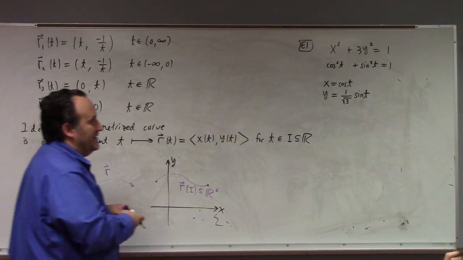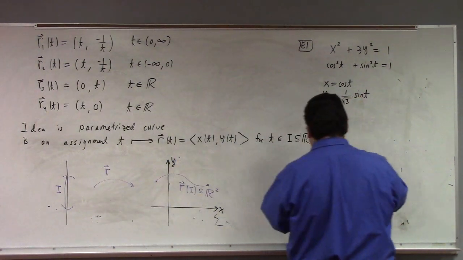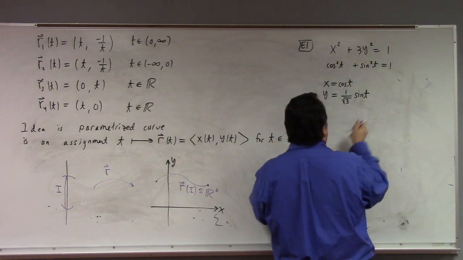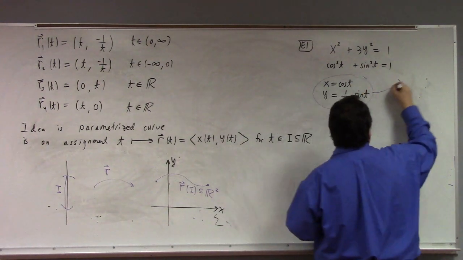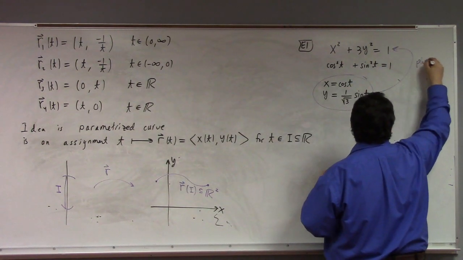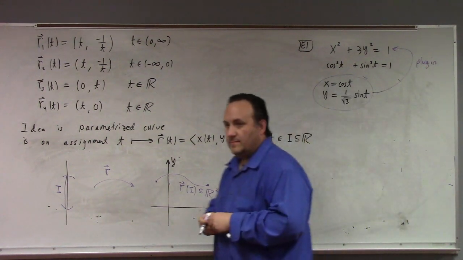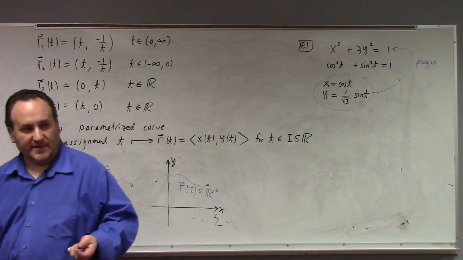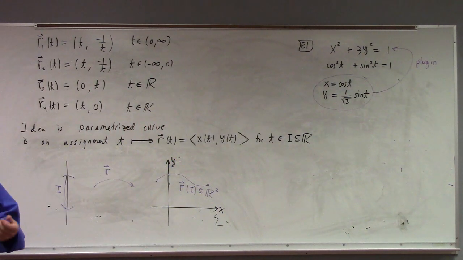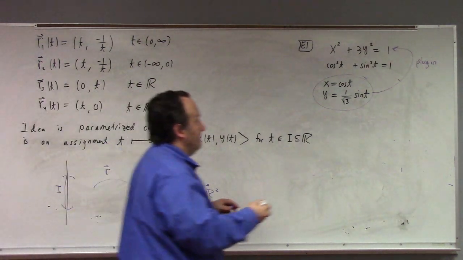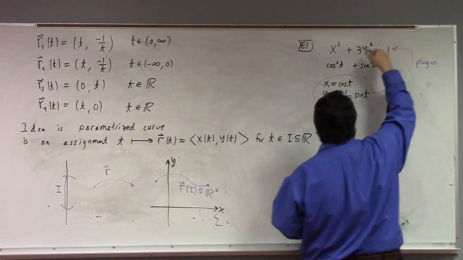What am I saying? I'm saying if you take these equations and you plug them back in here, it's true. That's what's required for that to be a parameterization of the curve. Now, what curve are we talking about here? Do you guys know what this is?